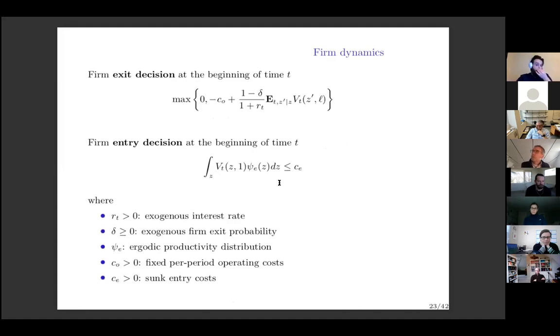The model is closed with firm dynamics decisions. There is an exit decision that firms take every period, comparing the value of operating, net of the operating cost, with the outside option, which is zero. And there is an entry decision, which makes firms enter until the expected value of entry is equal to the cost of entry.